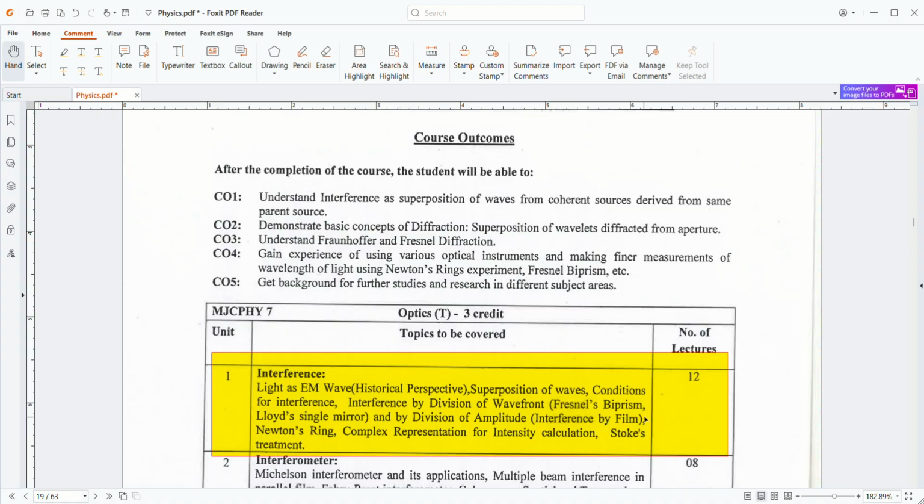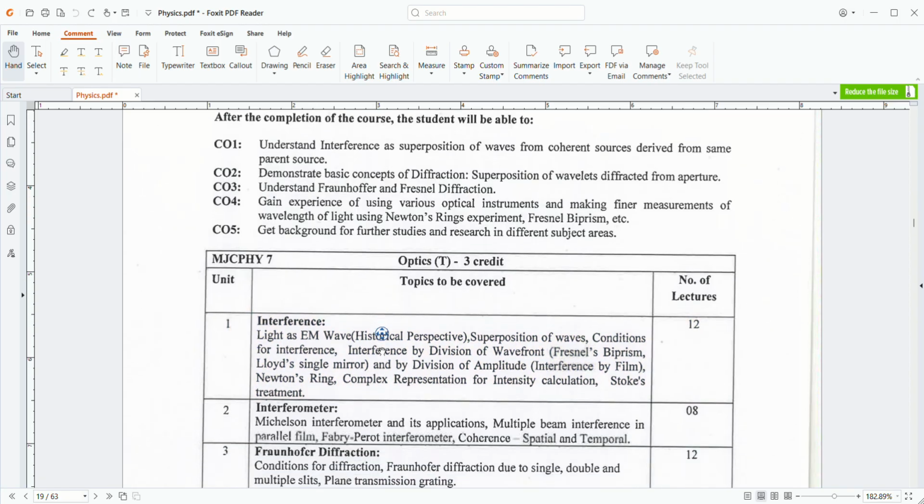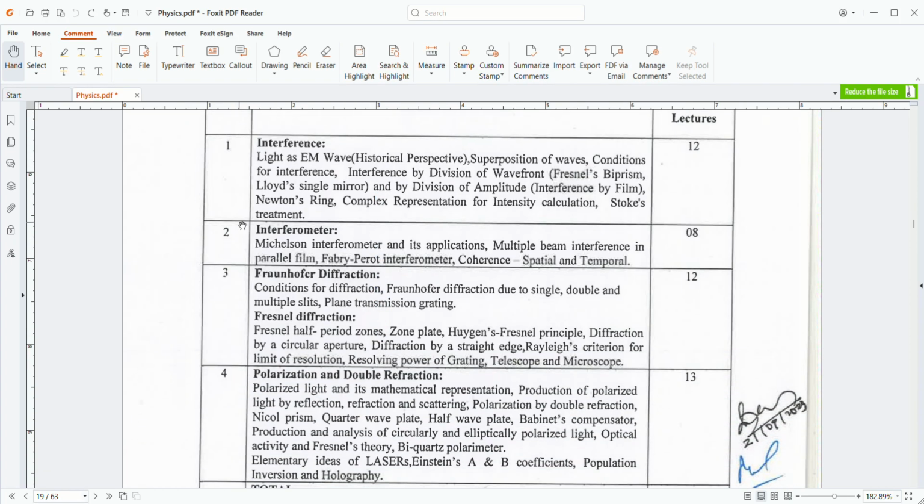Lloyd's single mirror, and division of amplitude, interference by thin films, Newton's rings, complex representations for intensity calculations, Stokes relations. This is the gratings. So you need to finish one, and then the interferometer: Michelson interferometer and its application. Multiple beam interference in a parallel film, Fabry-Perot, coherence, spatial and temporal.